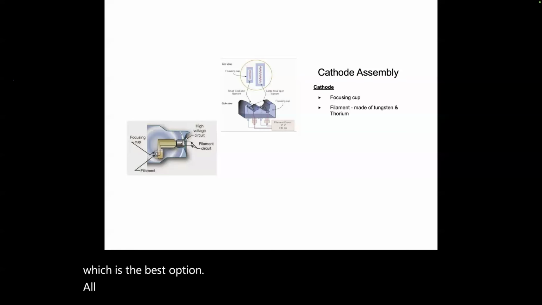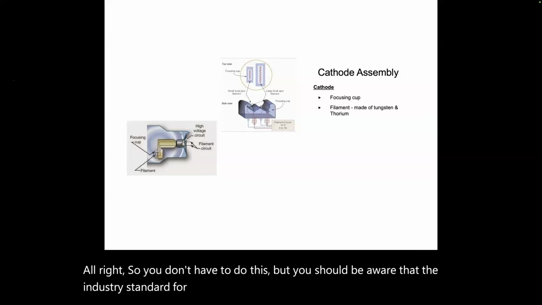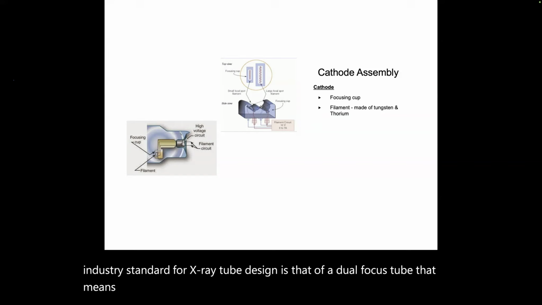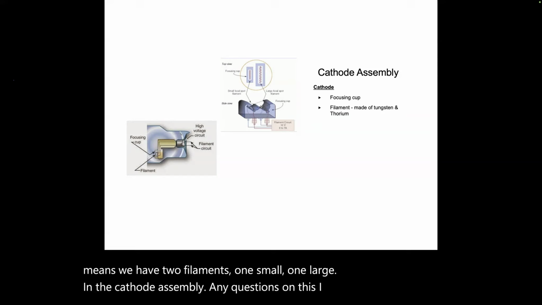All right, so you don't have to do this, but you should be aware that the industry standard for X-ray tube design is that of a dual focus tube. That means we have two filaments, one small, one large, in the cathode assembly. Any questions on this? I think this is easy review. This is clear for everybody.